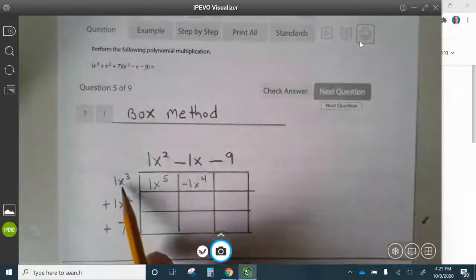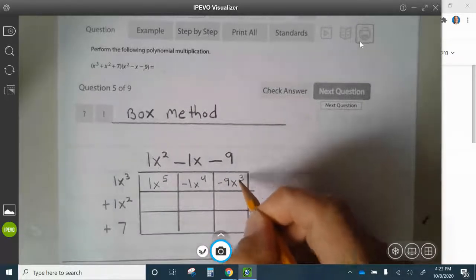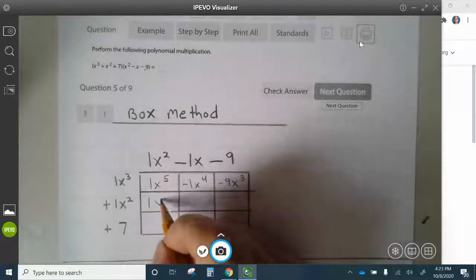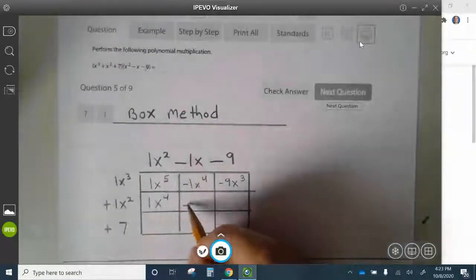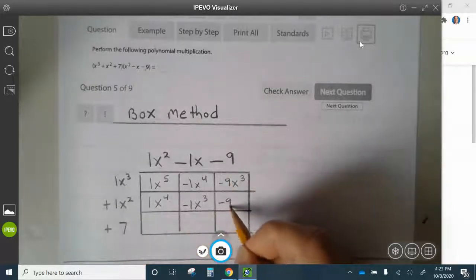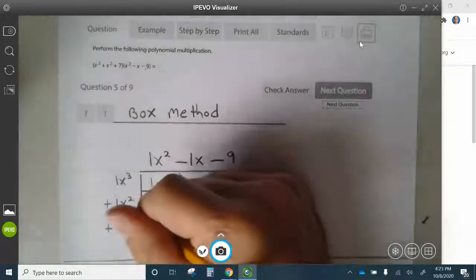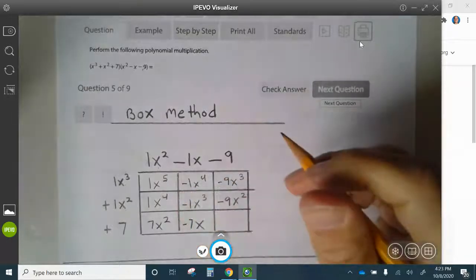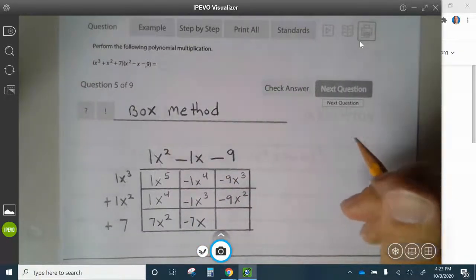Okay. 1x squared times 1x squared is 1x to the 4th. 1x squared times negative 1 is negative 1x cubed. 1x squared times negative 9 is negative 9x squared. 7 times x squared is 7x squared. Negative 7x, and 7 times negative 9 is, I don't know off the top of my head. Let's just make sure. 7 times 9, 63.